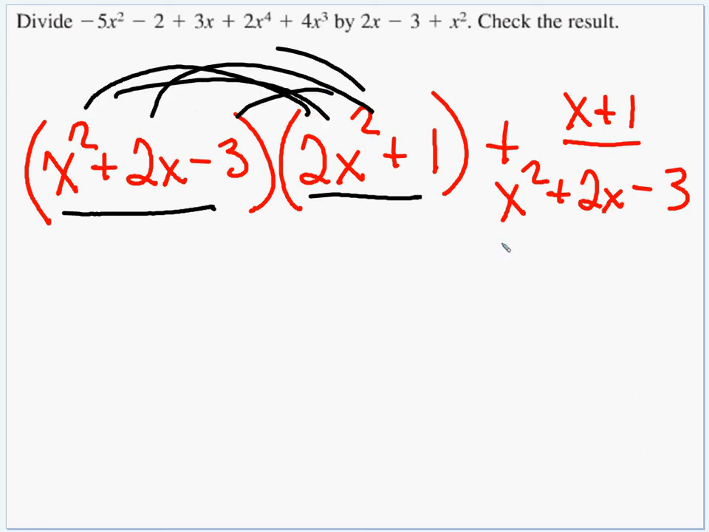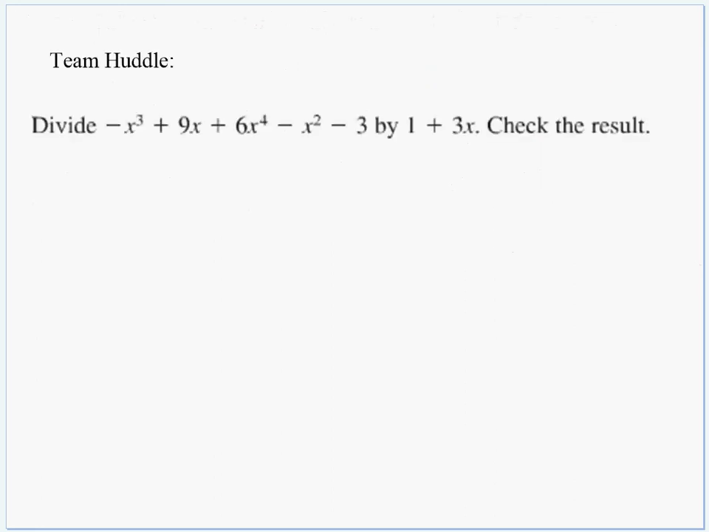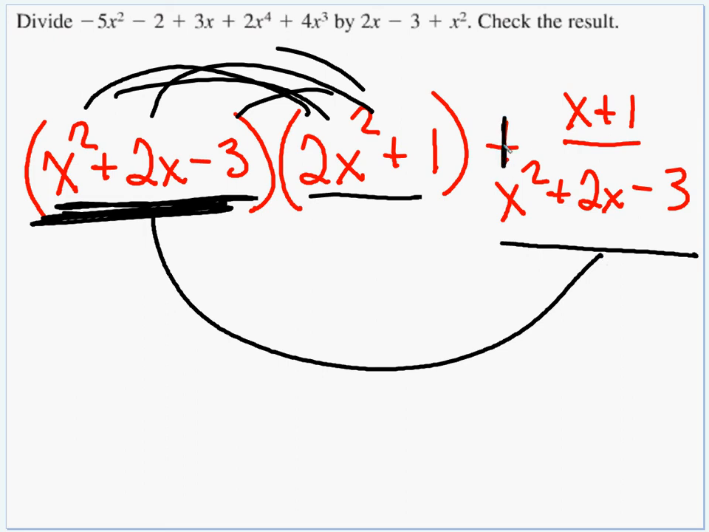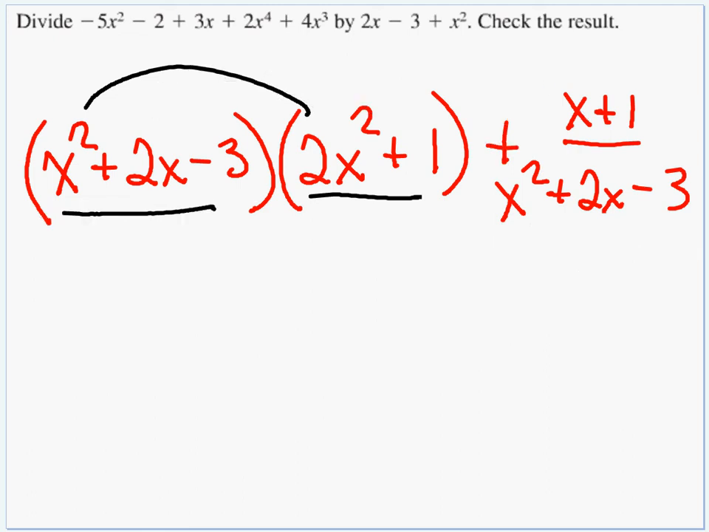But when it comes to this remainder, back up. There it is. When it comes to the remainder, we're going to distribute this entire trinomial to this term because it's got its own plus sign. That's going to wipe out this denominator, and our answer will just be the x plus 1 for that piece. So let's back this up.